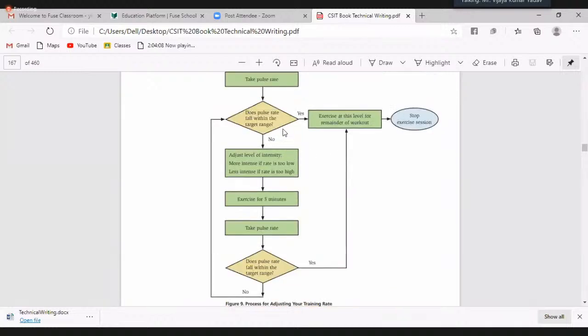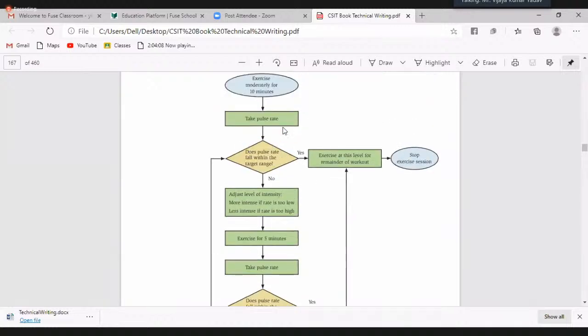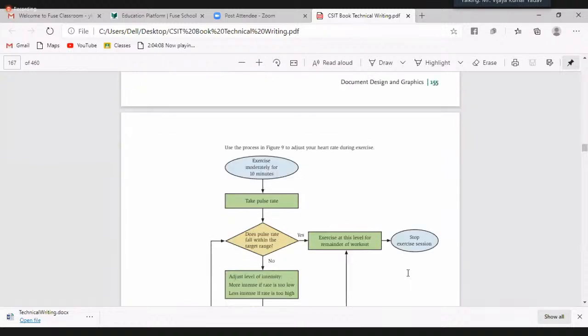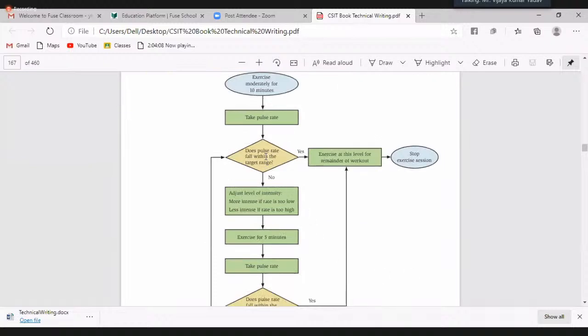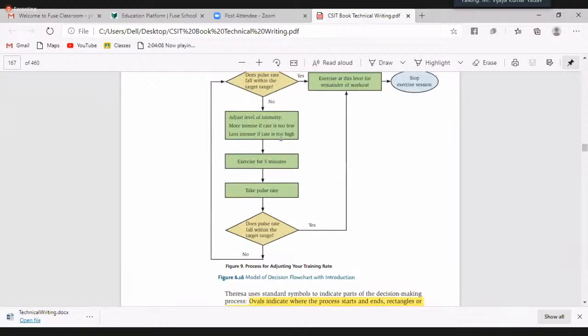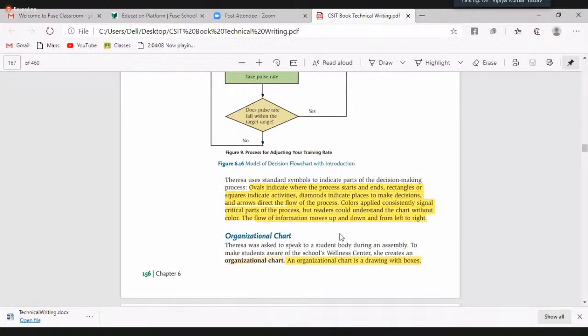So rectangular shapes or square shapes indicate activities. Then oval shapes indicate where the process starts and where the process ends, isn't it? And whatever is given in the diamond shape indicates the places where we make decisions, right? Colors applied consistently signal critical parts of the process, but readers could understand the chart without color. So here, even without color, the readers can understand this chart. Actually, colors signal critical parts of the process.